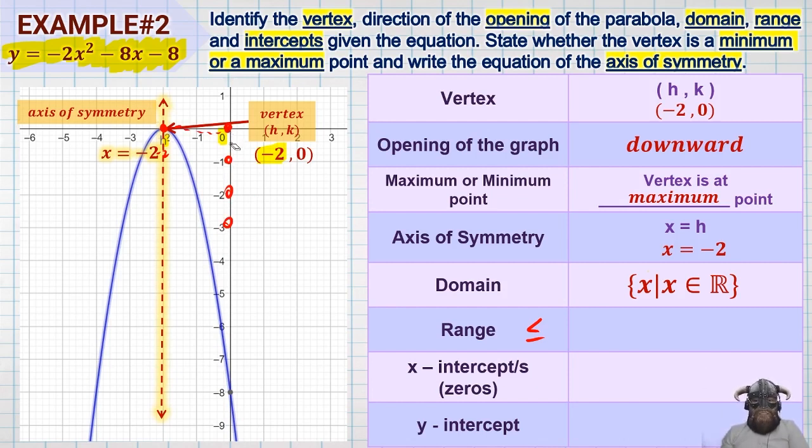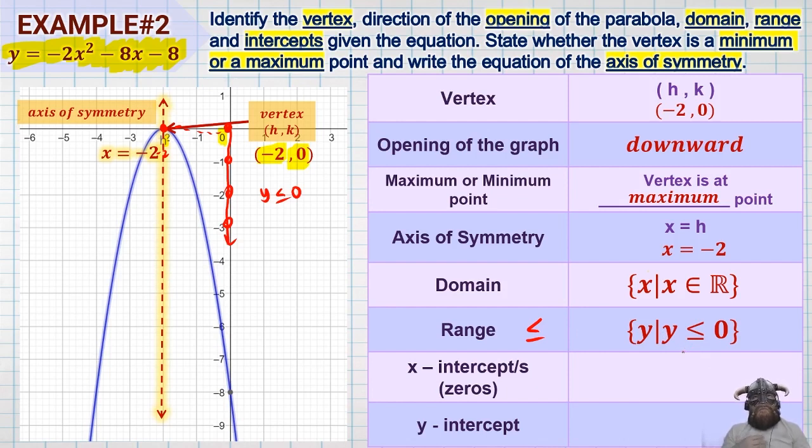So, our range will be going down from 0, which is also the value of k. So, that means y is less than 0. Yan. So, lagay mo lang sa set notation, y such that y is less than 0, or less than or equal to 0. So, yan yung ating range.